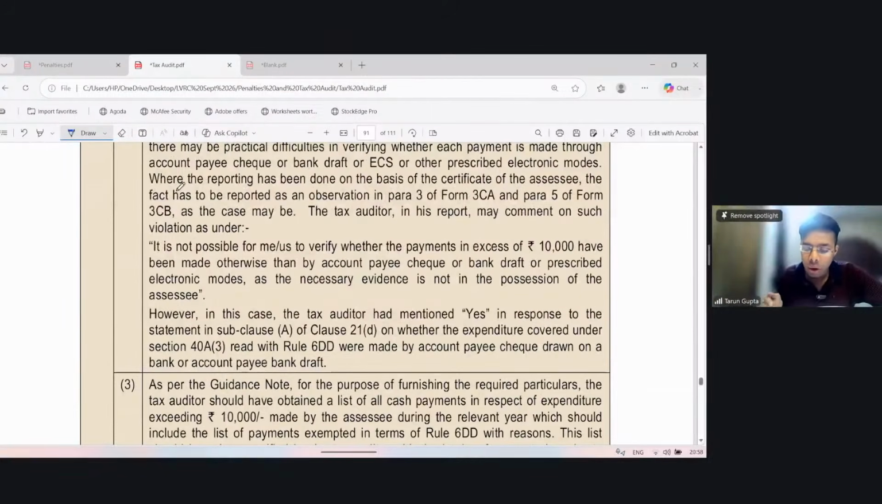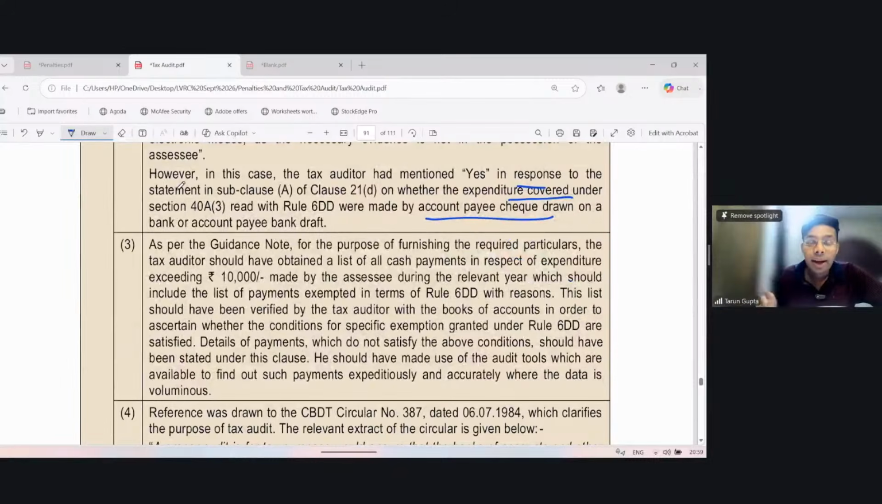It says the tax auditor has mentioned a yes in response to the statement in clause (a) of clause 21D on whether expenditure covered under 40A(3) was made by account payee cheque. So he has not qualified the report, rather he has said yes. Then the department said that as per the guidance note, the auditor should have obtained a list of all cash payments made in excess of 10,000 rupees by the assessee during the previous year.